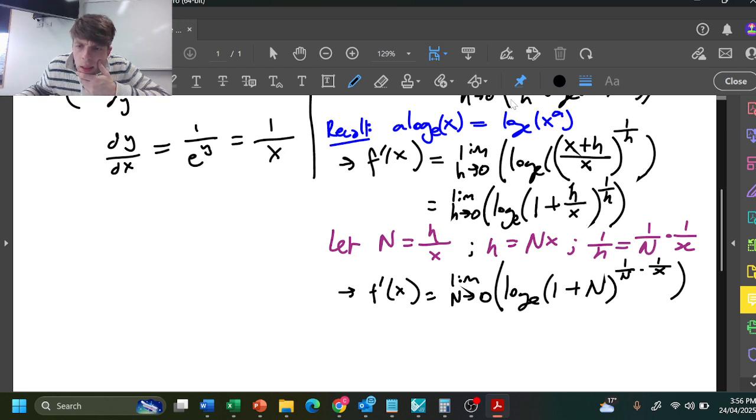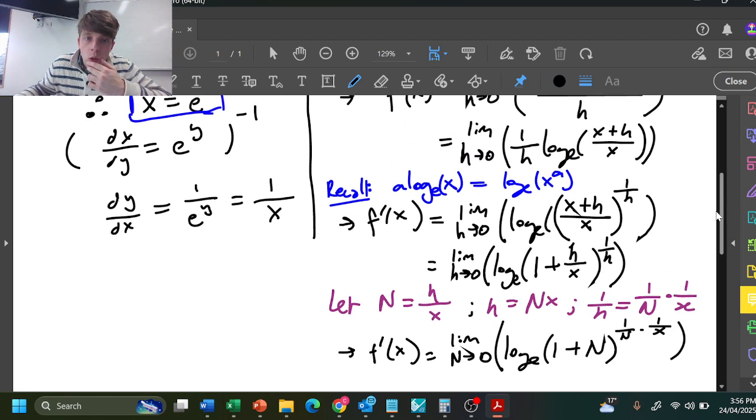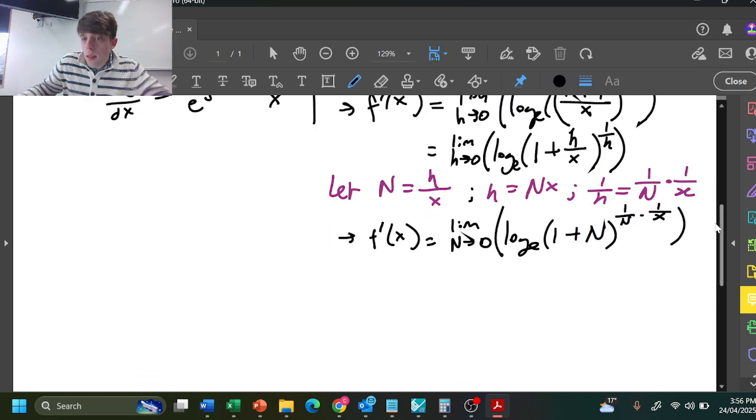All right, so now what can we do with this? Well, let's look at this thing here. We have a power involving a logarithm. We can now use this law that we used before, the fact that a log e of x, the one in blue here, is equal to log e of x to the power of a. We can use that in reverse. So we've got here these two powers.